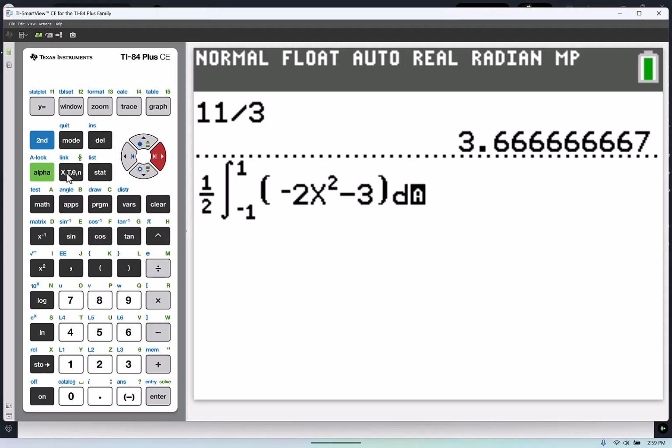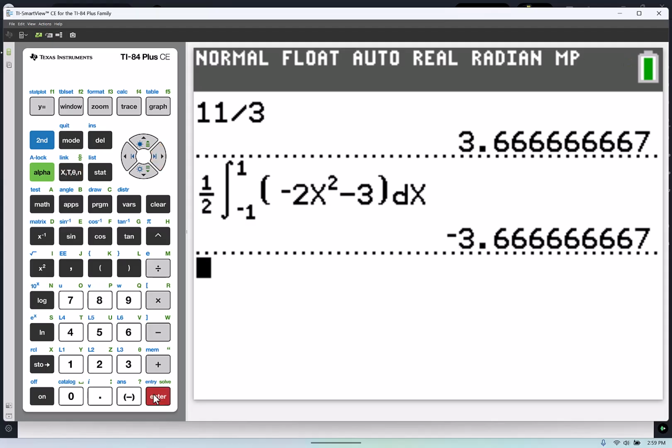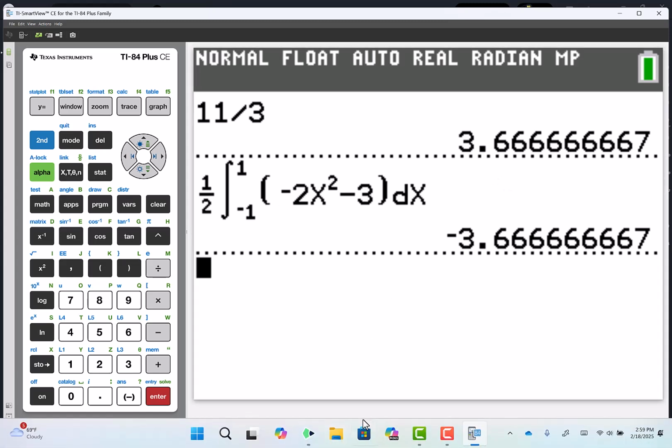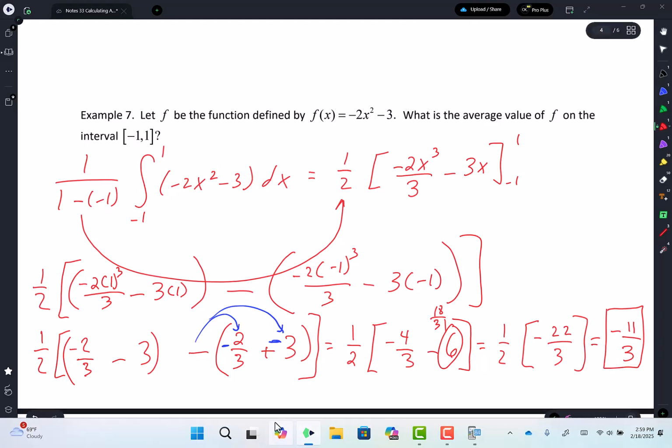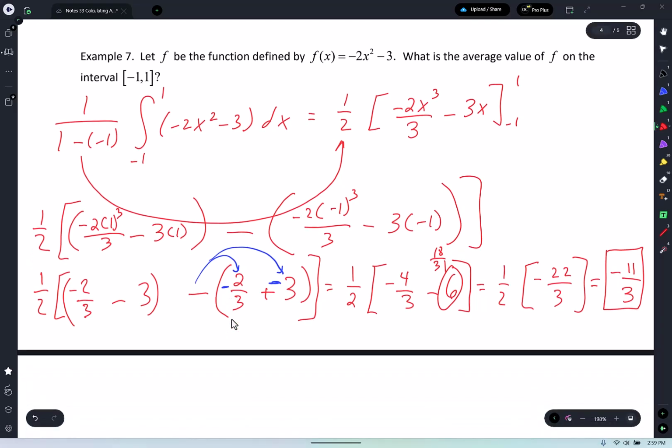And then check it out, guys. Look, bam. We would have gotten it right. This was a lot faster, too. Well, it's supposed to be negative. I just didn't put a negative on mine, but it's supposed to be negative. Look. All right. We got it, guys.